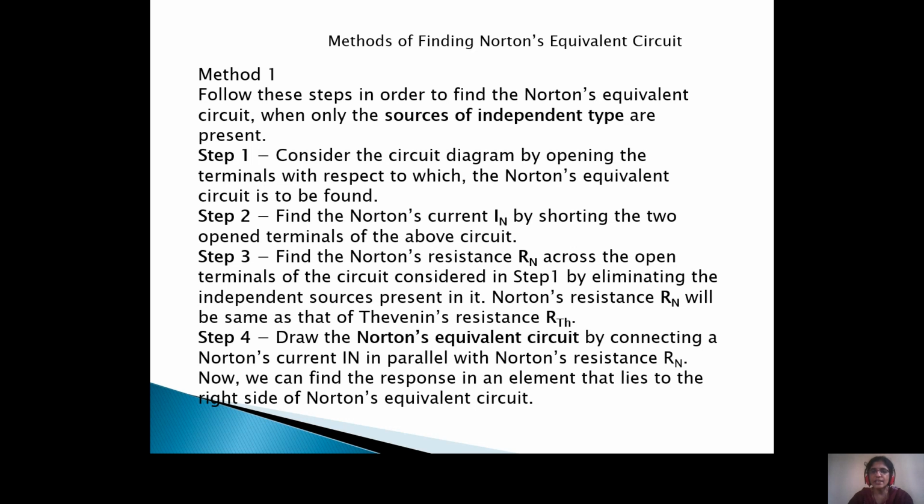Step 4: draw the equivalent circuit by connecting Norton's current IN in parallel with Norton's resistance RN. So now that you have found Norton's current and Norton's resistance, you put Norton's current in parallel with Norton's resistance. And if we have to find any current, you put that resistance value in parallel and find the Norton's current.